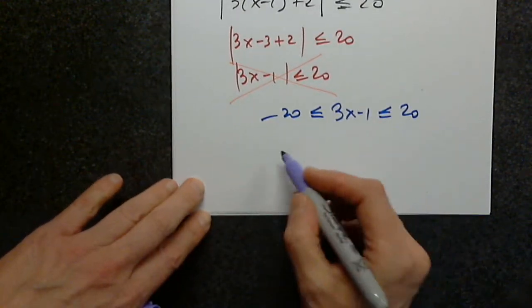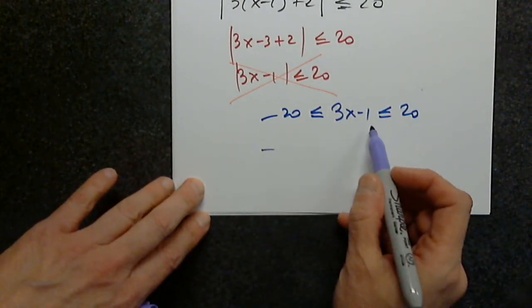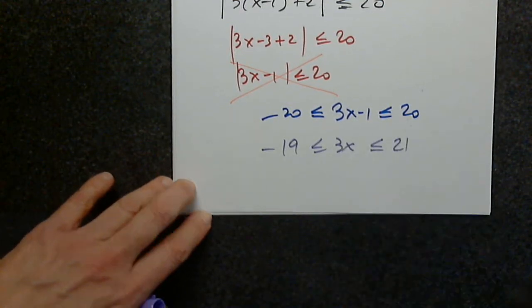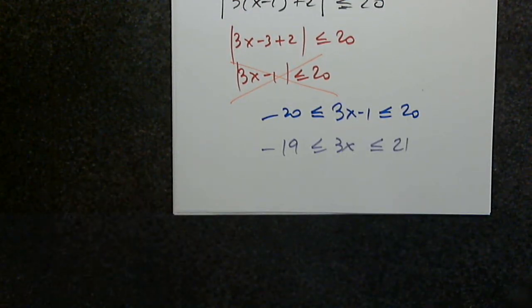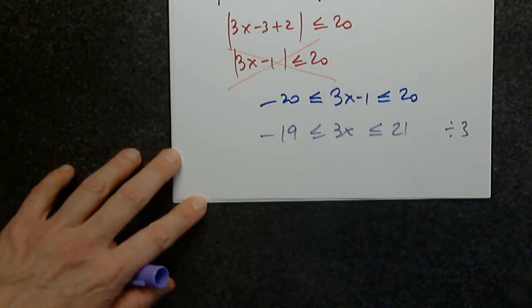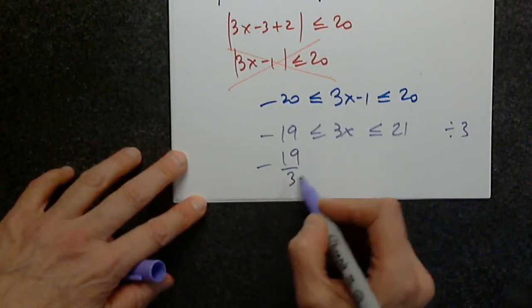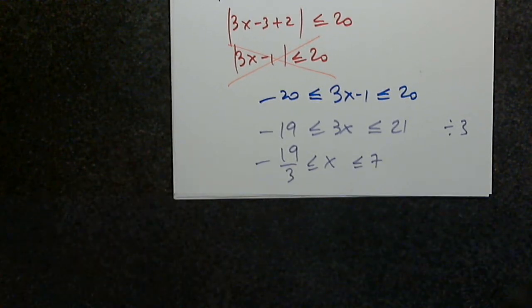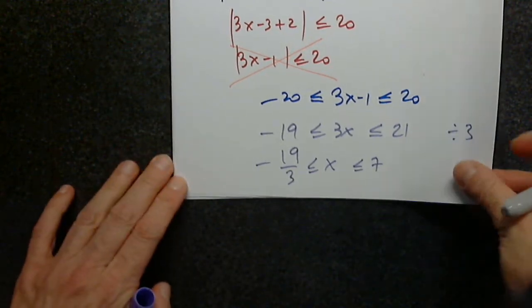Add 1, awesome. I'm adding 1 to negative 20, I get negative 19. I'm adding 1 in the middle, I'm adding 1 on the right. Final step. I will divide all 3 sides by 3. So this is negative 19 thirds, and this is x, and this is 7. In interval notation, please.